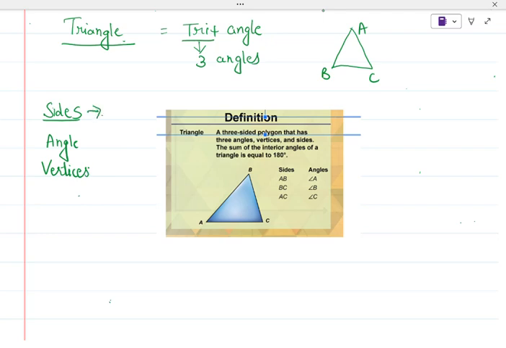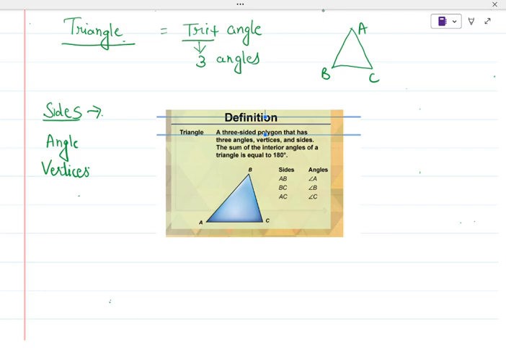Now, how many sides are there? There are three sides: AB, BC and AC. How many angles are there? There are three angles: angle A, angle B and angle C. How many vertices are there? Three vertices: A, B and C. When we add these three angles, we get a sum equal to 180 degrees. So this is the triangle.